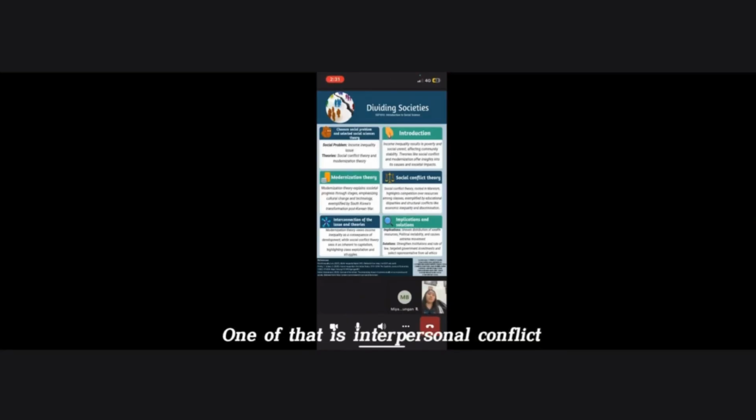In social conflict theory there are four types. One of them is interpersonal conflict. Second, intrapersonal conflict. Third, intergroup conflict. Last but not least, intragroup conflict.